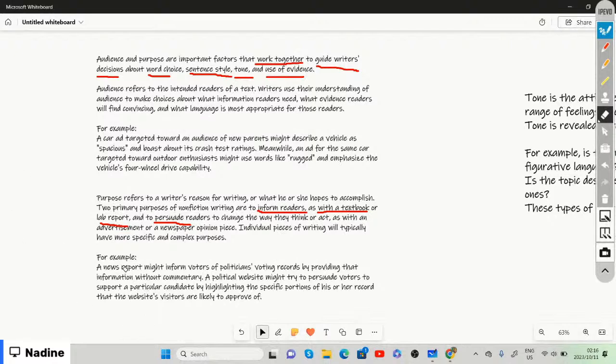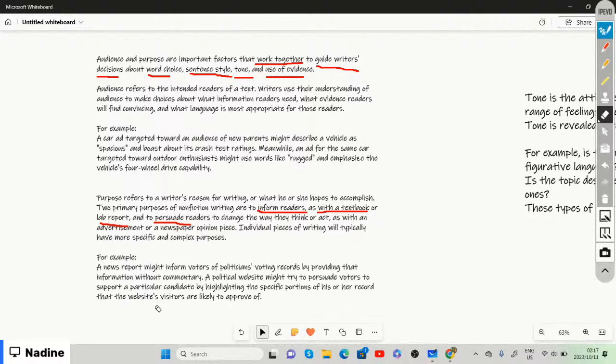And an example of purpose: a news report might inform voters of a politician's voting record by providing that information without commentary. And a political website might try to persuade voters to support a particular candidate by highlighting the specific portions of his or her record that the website's visitors are likely to approve of. Which means that is basically purpose. What is the reason for this writing? And what does he or she hope to accomplish?